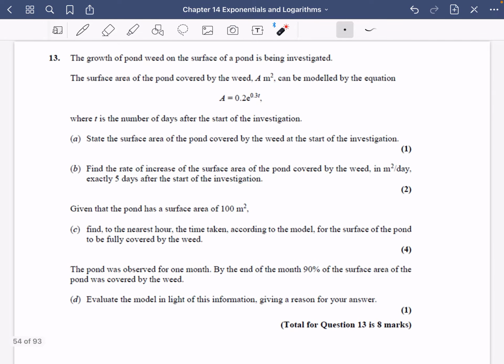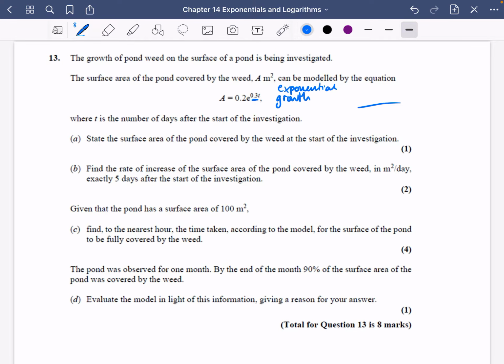Okay, this is where it doesn't have some of these things in the textbook, and you're going to need to know how to do them still. The growth of pondweed on the surface of a pond is being investigated. How exciting. The surface area of the pond covered by the weed, A meters squared, can be modelled by this equation. So one of the things I'm noticing is there's a positive power up here, which makes me think that there is going to be exponential growth.